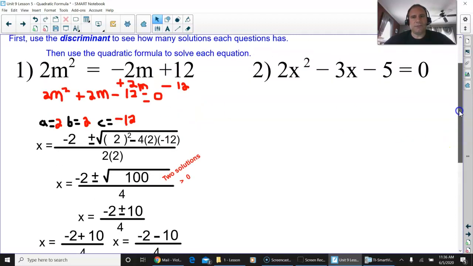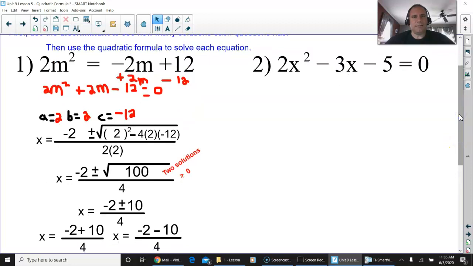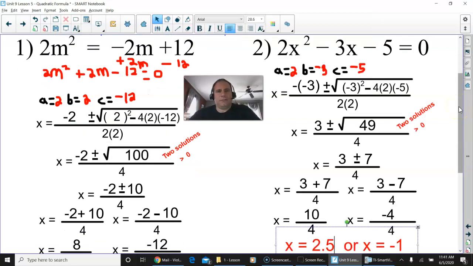Go ahead, see if you can do number 2. It is in standard form already, so go ahead and see if you could do that. You press pause now. Okay, so here we go.